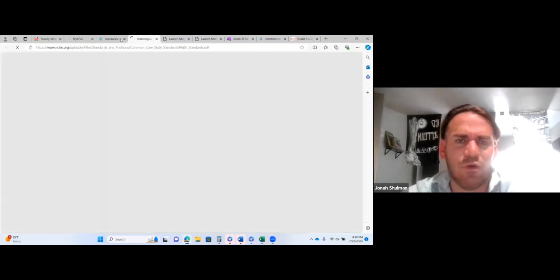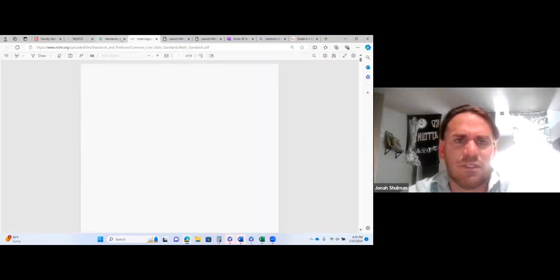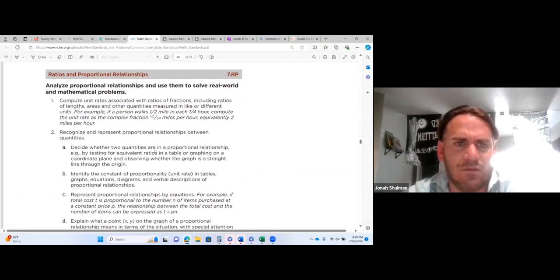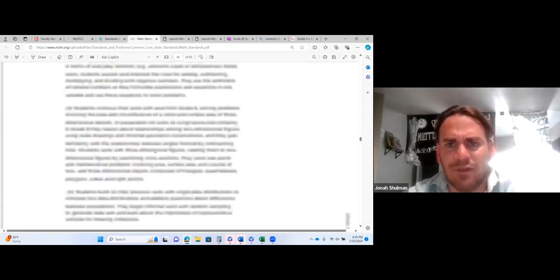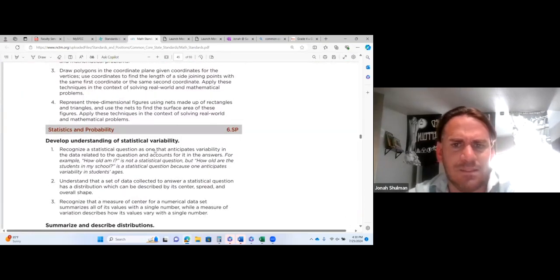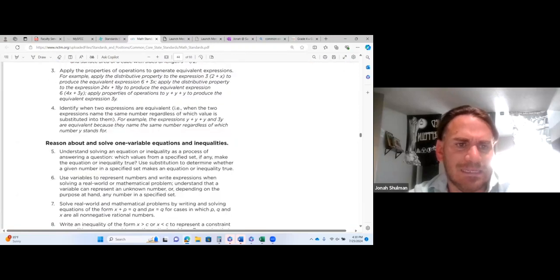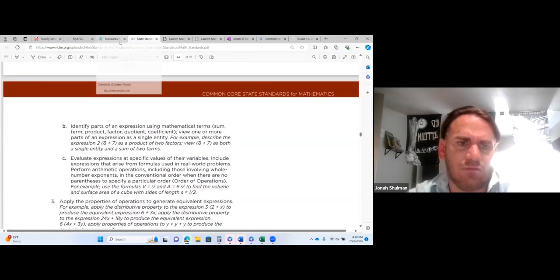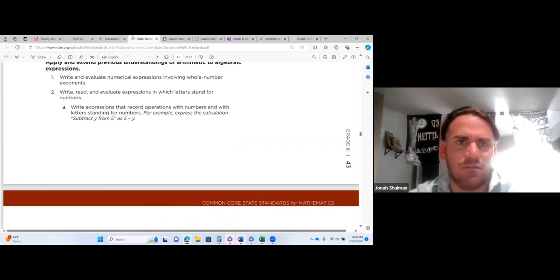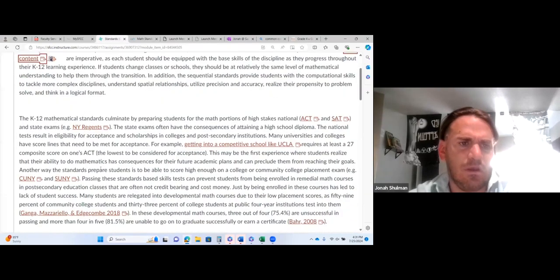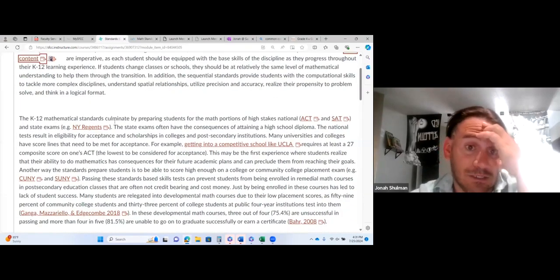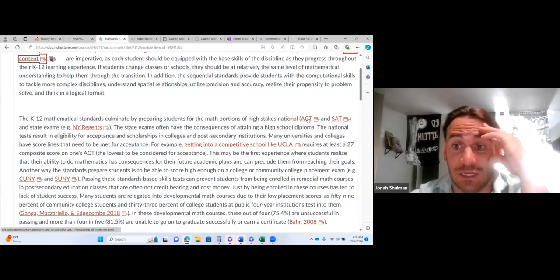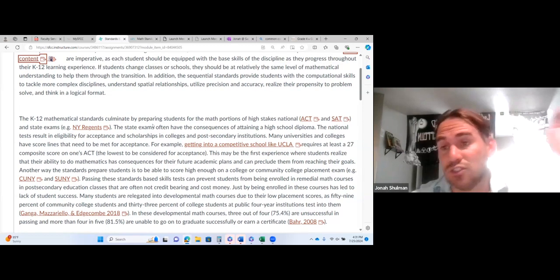So these are the Common Core ones. These are all the standards that you're going to see. Grade 7, stats and probability for grade 6, inequalities, all this stuff. So these are the Common Core standards of mathematics. The K through 12 mathematical standards culminate by preparing students for an ACT, an SAT, or a Regents exam. So it should all build up for one big test at the end.